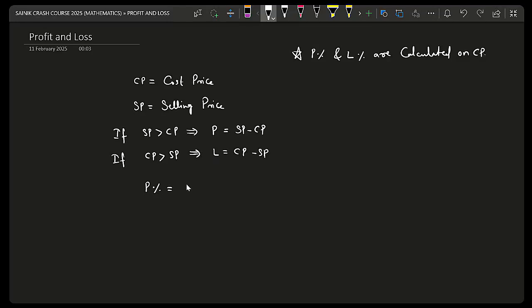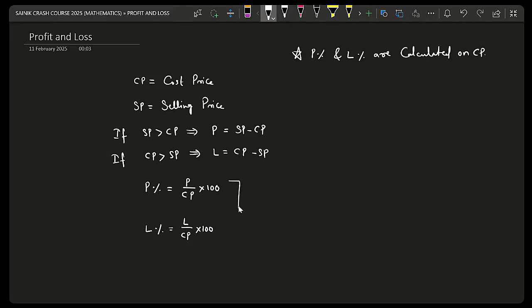So profit percent is going to be profit by cost price into 100. And sometimes you need to find loss percent when loss is there. That is, loss percent is going to be loss by cost price into 100.